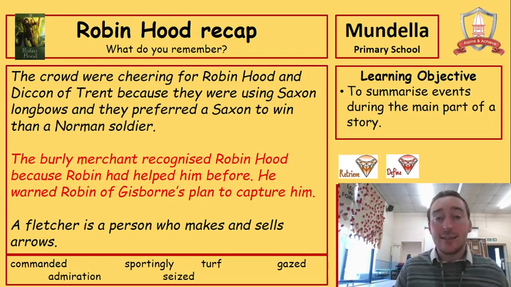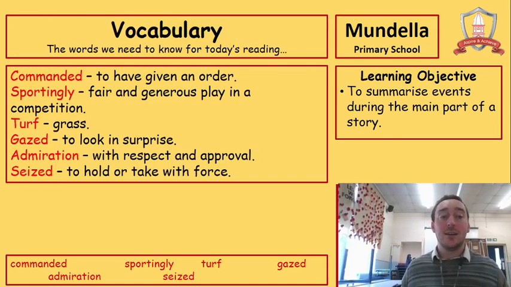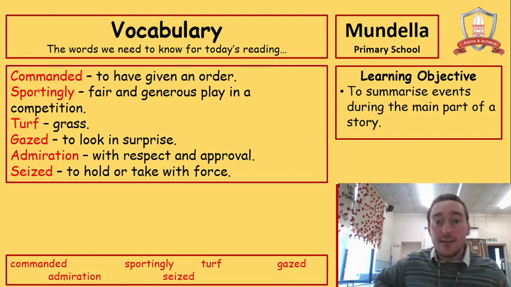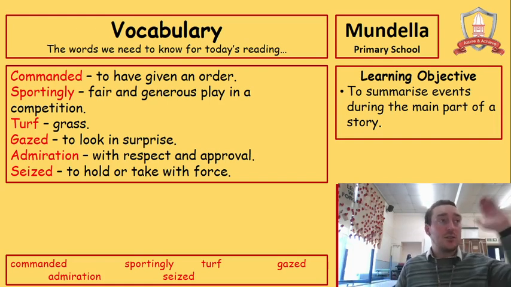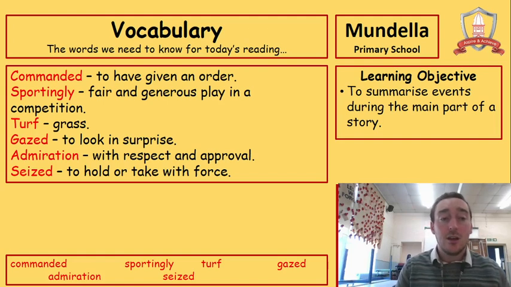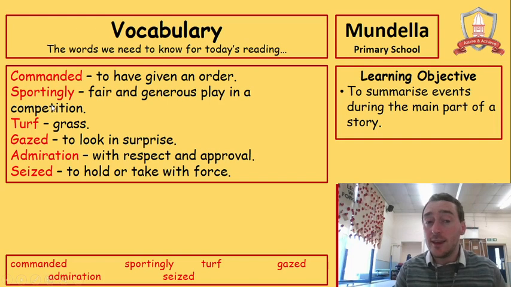Let's have a look at today's vocabulary. Our first word is commanded. If you have commanded something, then you have given an order for it to be done. So I command you to do this. The next one is sportingly. So if you act sportingly, or if you're sporting, then that shows that you play fairly and generously in a competition. You don't cheat in any way, you act in a sporting way that's fair.